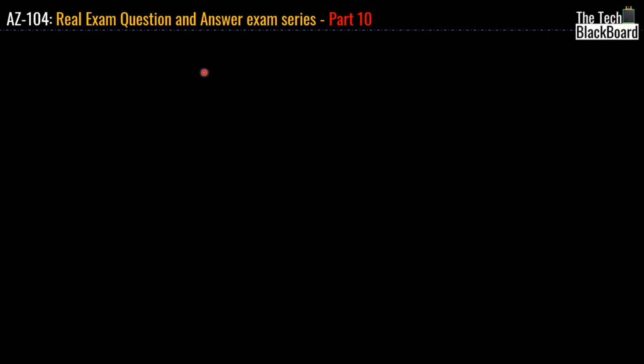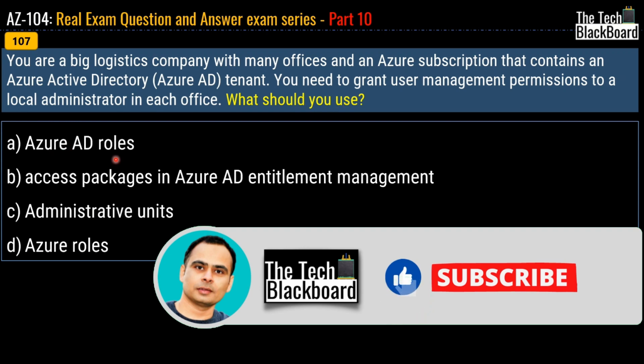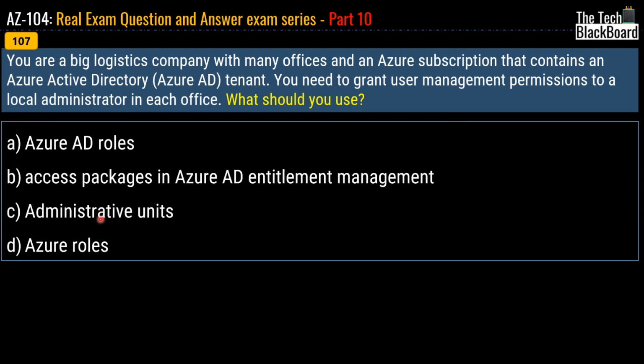Our question number 107 says that you are a big logistics company with many offices and an Azure subscription that contains an Azure Active Directory tenant. You need to grant user management permission to a local administrator in each office. What should you use? Your options are Azure AD roles, access packages in Azure AD entitlement management, administrative units, or the last option, Azure roles. The key point for this question is that you have many offices and you want to grant user management permission to a local administrator in each office. So keep that in mind.